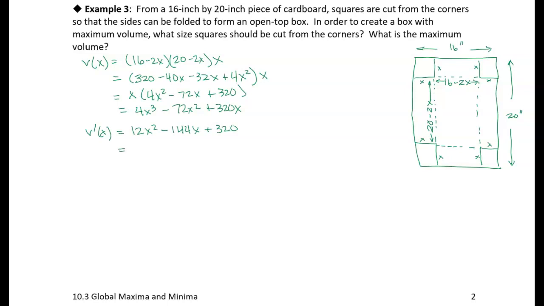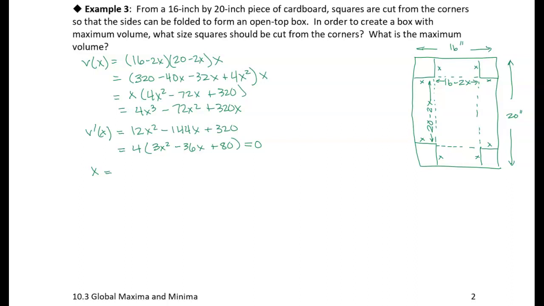The first thing I'm going to do, because I want to work with smaller numbers, is factor out a 4. So I get 3x squared minus 36x plus 80. Now, I want to set this equal to 0. I would like to factor this, but this does not factor nicely, which is the way things usually go in the real world. You don't get nice polynomials that factor nicely.